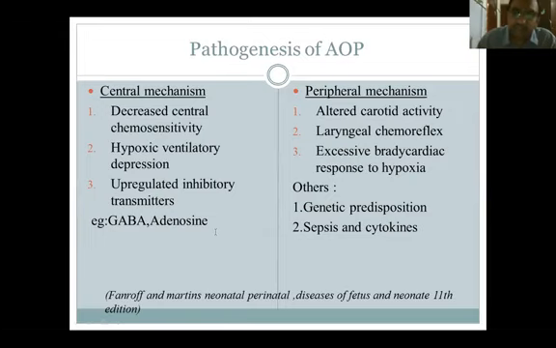Then comes the peripheral mechanism. There is an altered carotid body activity. Both decreasing and increasing activity of the carotid body cause apnea of prematurity. Then comes the laryngeal chemoreflex and excessive bradycardic response to hypoxia. Other features are genetic predisposition, which is also one of the pathogenic factors of AOP, and sepsis and cytokines. We know that any sepsis or inflammatory markers can cause apnea of prematurity.